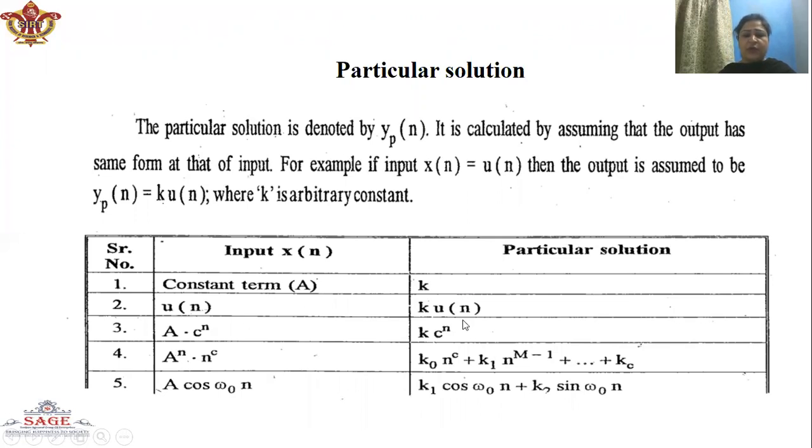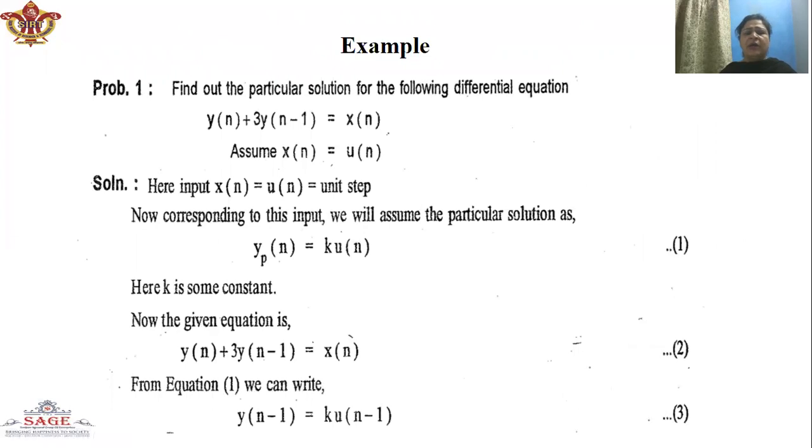If the input is u(n), it is K u(n). If the input is A c^n, it will be K c^n. If the input is in the form of an exponential, then it will be written like this. If the input is in the form of a sine or cosine, then it will be written like this. Now it depends on what input is given in the question, and then we will assume the particular solution accordingly. Now we will understand this concept by solving an example.